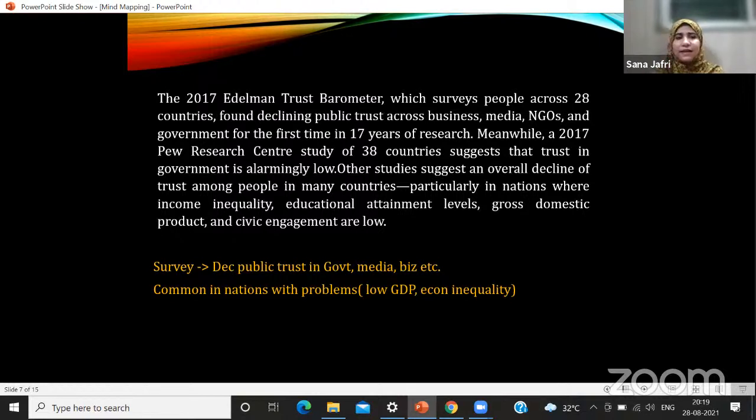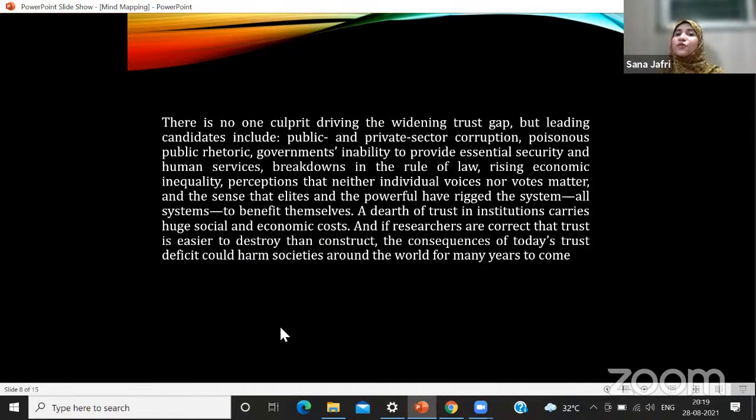Symbols quickly करना है. Declining public trust in government, media, business, etc. Common in nations with problems. In fact, आप चाहो तो problems भी ना करो, but मैंने आपकी understanding के लिए bracket में लिखा low GDP, economic inequality, etc. ठीक है? Is this much clear? Okay, done. Now we move to the second para.